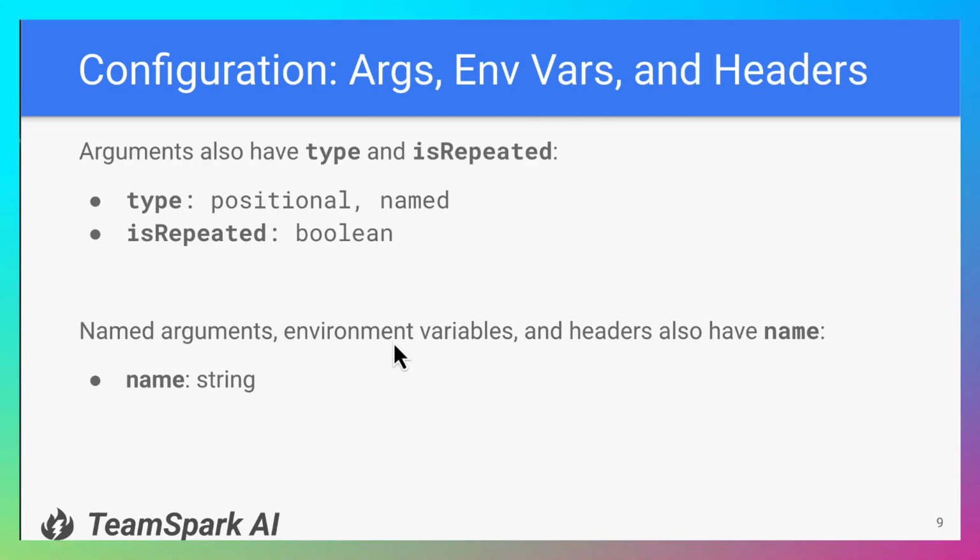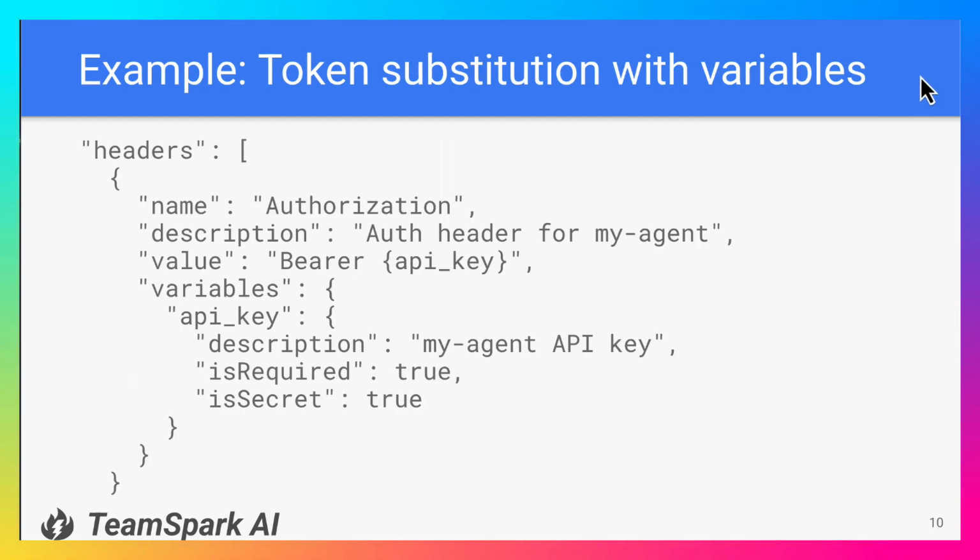Arguments also have a type, which is either positional or named. Positional means it's in this position in the argument list, and named usually means it has a double dash name in front of it. They also specify whether the argument can be repeated. For named arguments, environment variables, and headers, they also have a name, so there's a name along with the rest of the configuration spec. A very common use case for remotes is to have an authorization header that takes a bearer token. I'll show you how to do that using this new configuration specification.